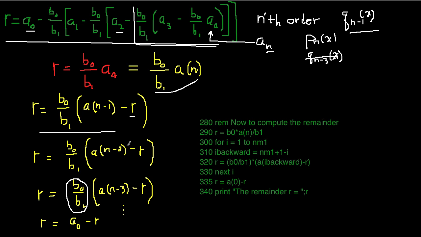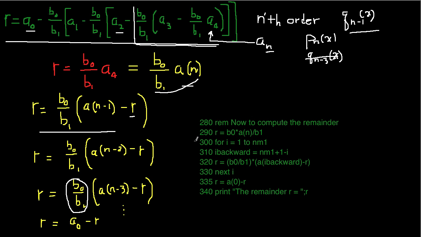So we want to write our program that first computes this estimate for r, then goes through a for loop to do all these, and then after the for loop is over, we compute this. And this is exactly what this set of basic programming statements does. Notice I begin with a remark, now to compute the remainder. So I find my first value, my first estimate for R, which is this term right in here. It's B0 times AN divided by B1. Okay, so that's my first estimate for R.